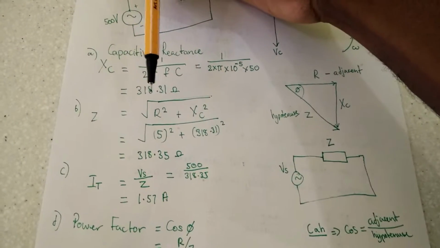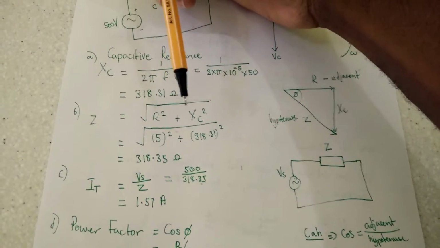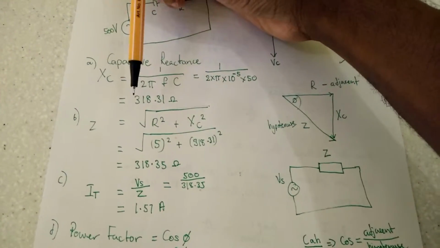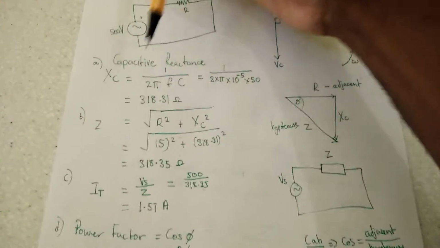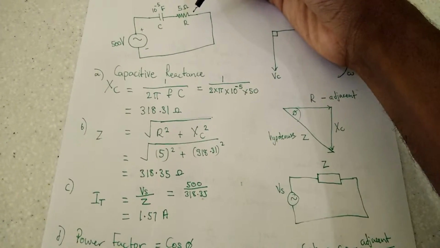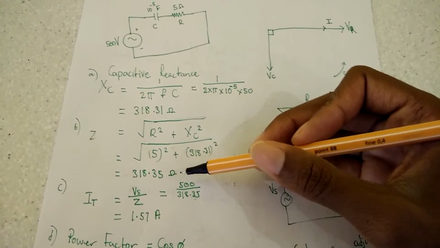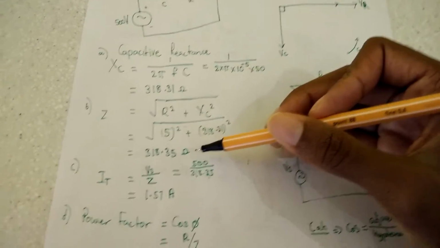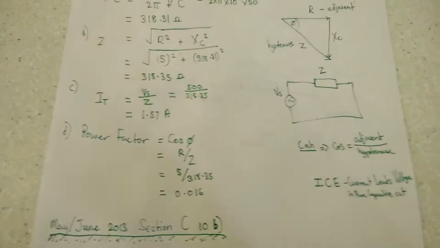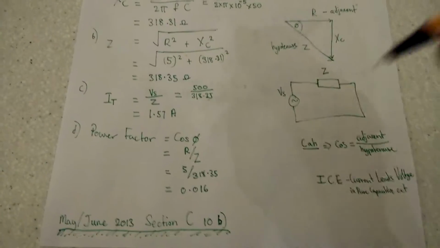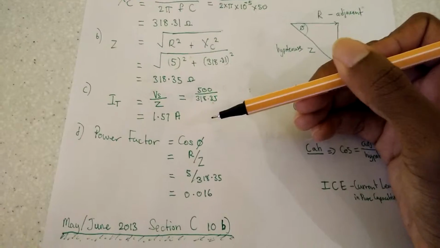Impedance, or Z, is equal to the square root of R squared plus XC squared. And we just calculated XC, and we know the value of R as 5 ohms. So putting these into the formula, we get a value of 318.35 ohms. Now, having the impedance, we can calculate the current in the circuit.